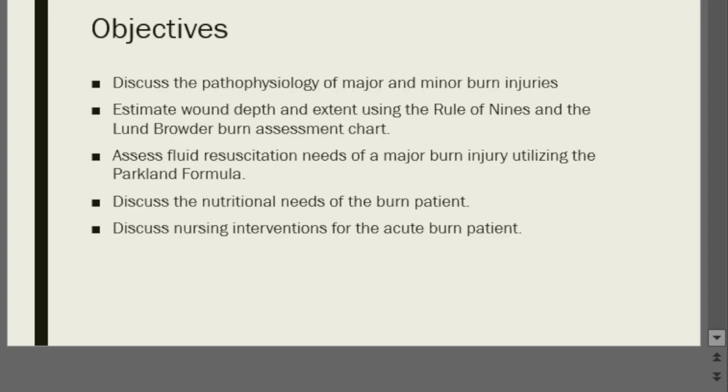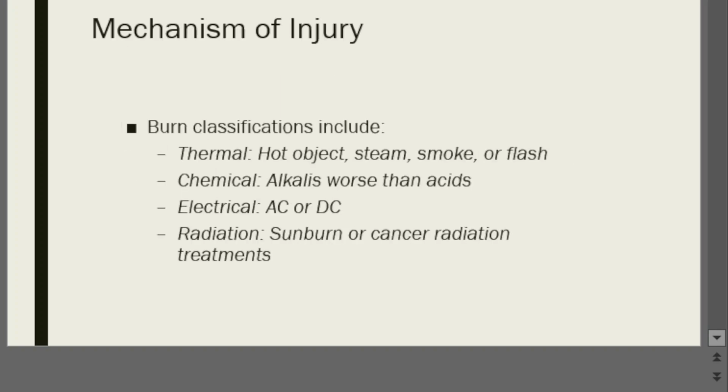We're going to go with our objectives. We're going to discuss the pathophysiology of major and minor burn injuries. We're going to estimate wound depth and extent using the rule of nines and the Lund-Browder burn assessment chart. And we're going to assess fluid resuscitation needs of a major burn injury utilizing the Parkland formula. We'll be asking you guys to do this on quiz and a final. And then we're going to discuss the nutritional needs of the burn patient. And finally, we're going to discuss nursing interventions for that acute burn patient.